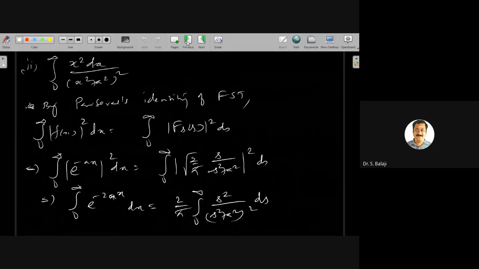If you integrate this one, you see the left side integration. Can you give the answer for the integration? After this, can you proceed further? Integral of 0 to infinity x square by x square plus a square the whole square dx is equal to pi by 4a. Very good. Equal to pi by 4e. So your answer will be pi by 4e.